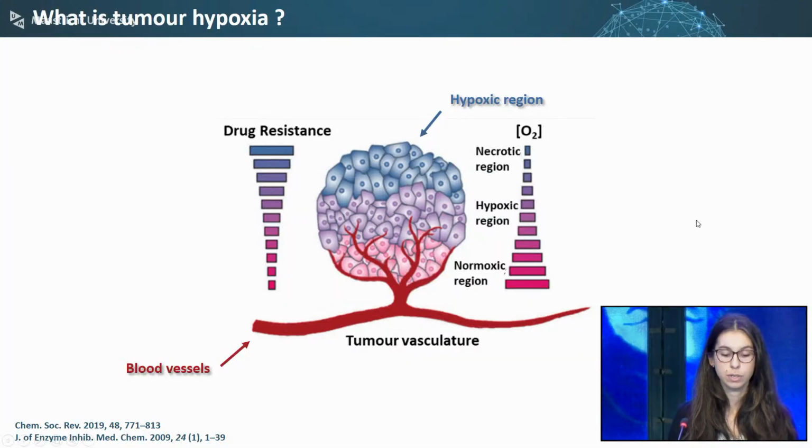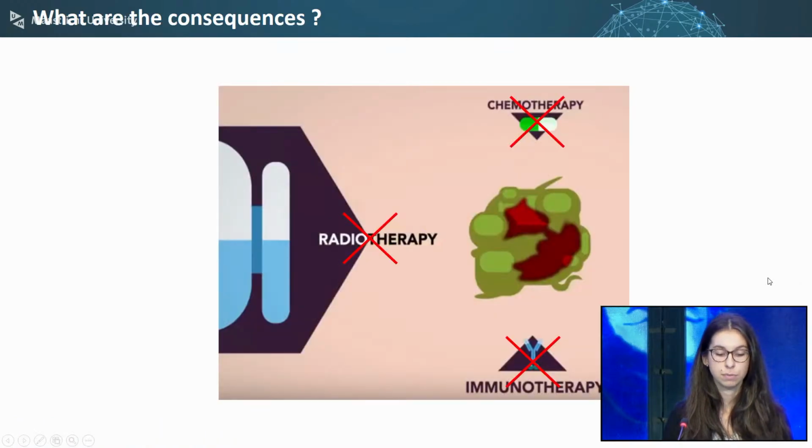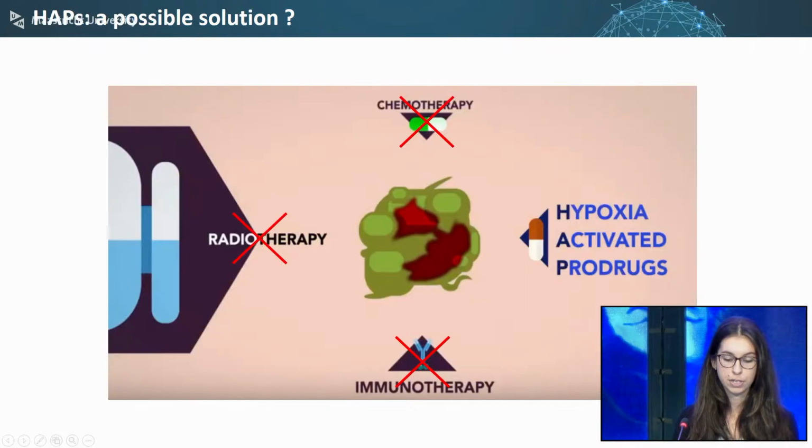Hypoxic tumors are solid tumors with an abnormal development of blood vessels and so a low oxygen supply. The consequences of this hypoxic tumor are an important aggressiveness, an important progression, the resistance to conventional treatment such as chemo, radio, or immunotherapy, and so a poor patient prognosis. For these reasons, it is necessary to develop new treatment strategies, such as, for example, hypoxia-activated prodrugs.